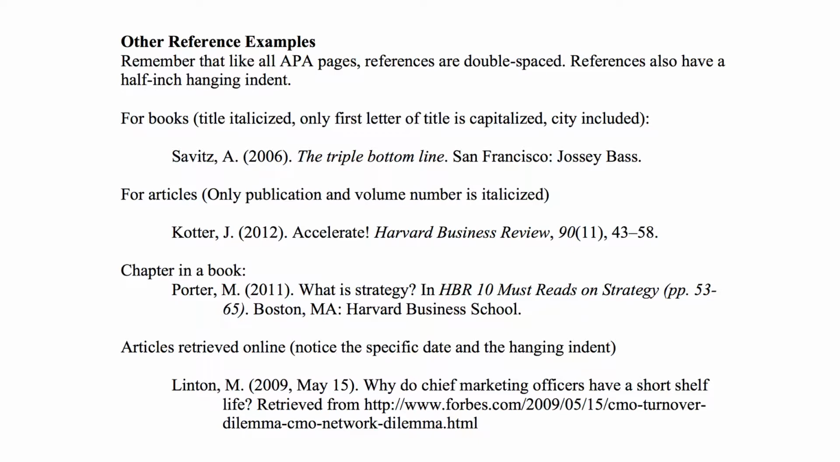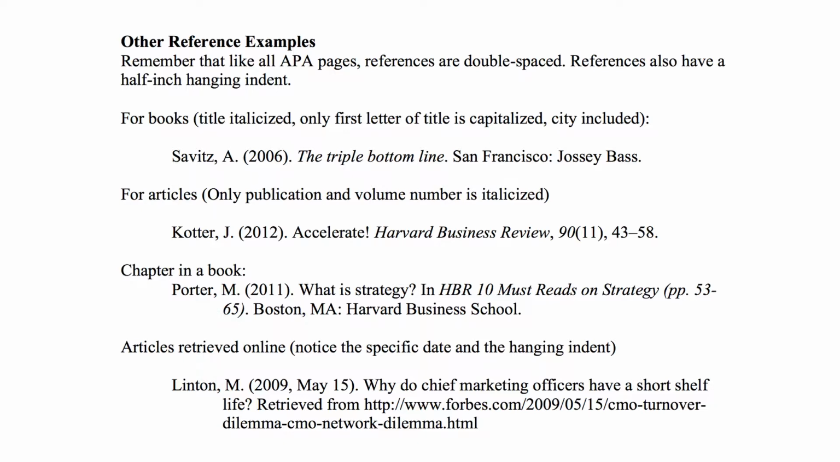Here we see some other quote reference types. First of all, we have a book. Notice that we used this one earlier, that the first letter of the title is capitalized, not the others. And then we have two tricky ones. For an article, you'll have Cotter 2012. The name of the article is Accelerate. The name of the publication is Harvard Business Review, which is in italics. And at the end, you have the pages of that article.